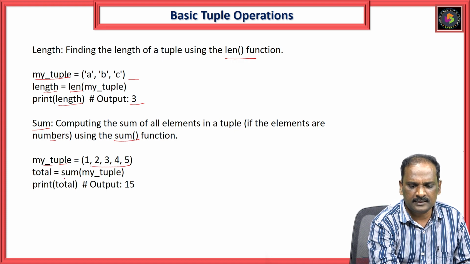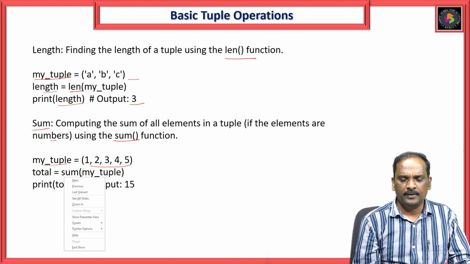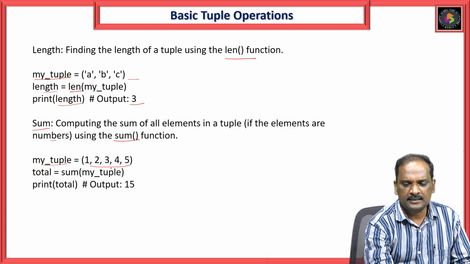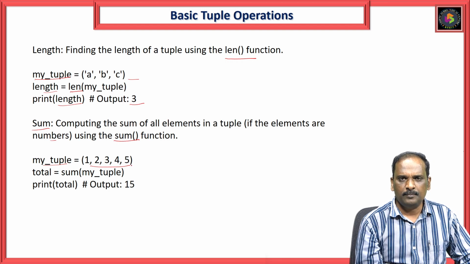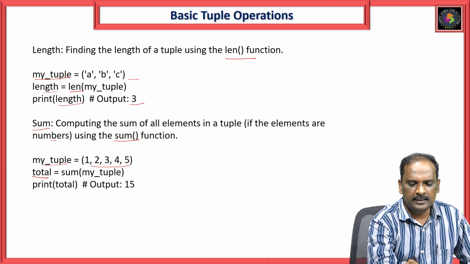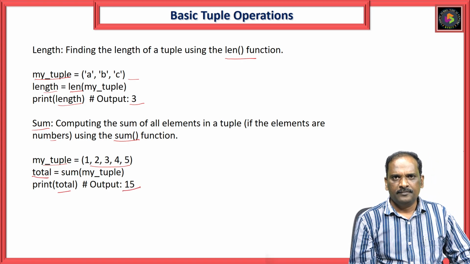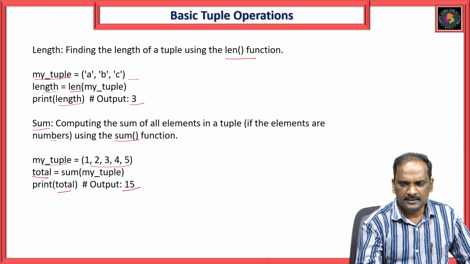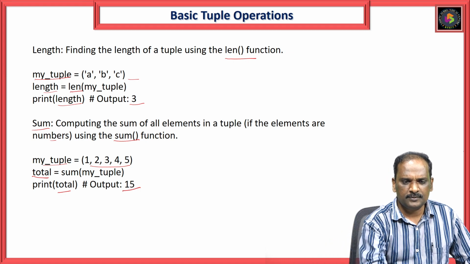When I apply the function sum, I will get 1 plus 2 is 3, 3 plus 3 is 6, 6 plus 4 is 10, 10 plus 5 is 15. So I am storing the sum of my tuple in the variable total. When I display this total, I will get the value 15, because 1 plus 2 plus 3 plus 4 plus 5 is 15. So here we have seen two functions, one is the len function and another is the sum function.